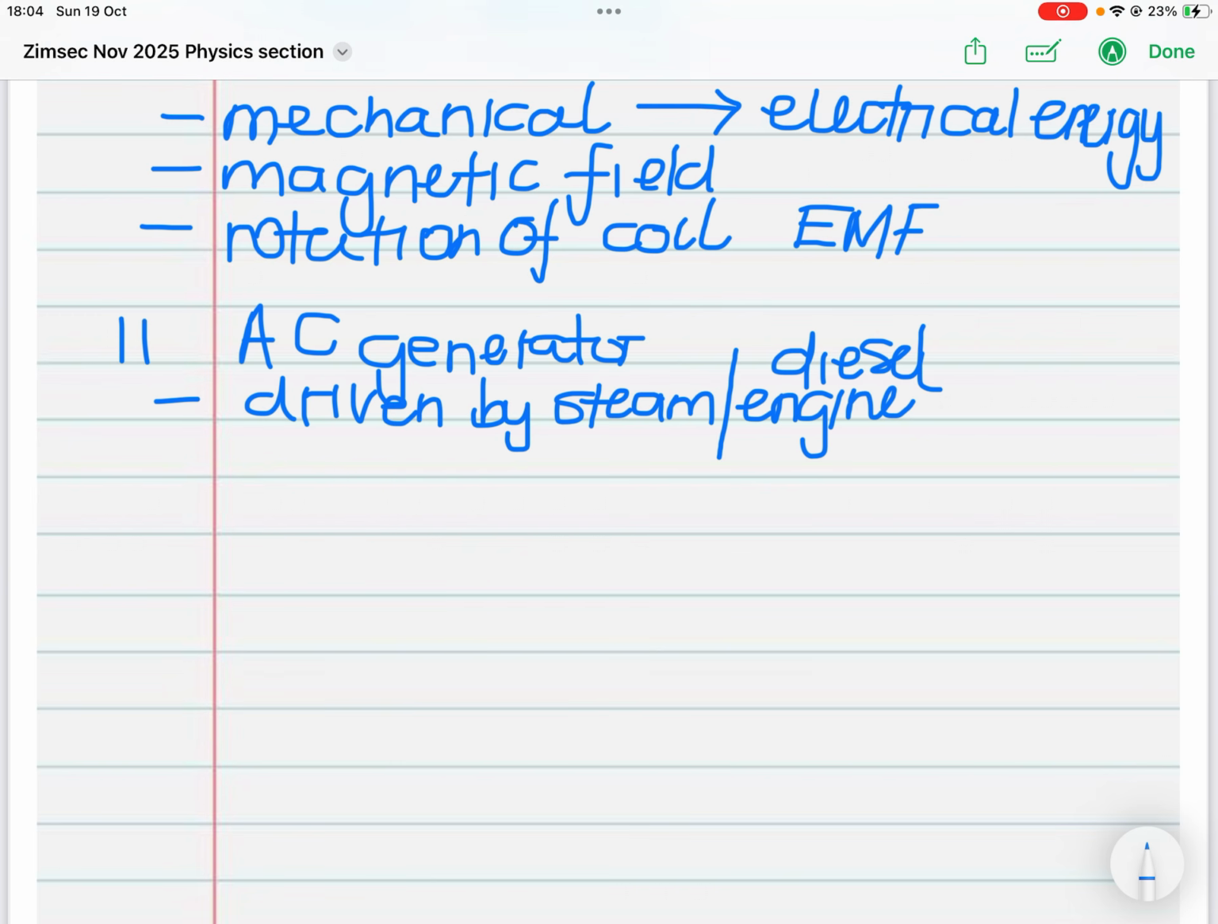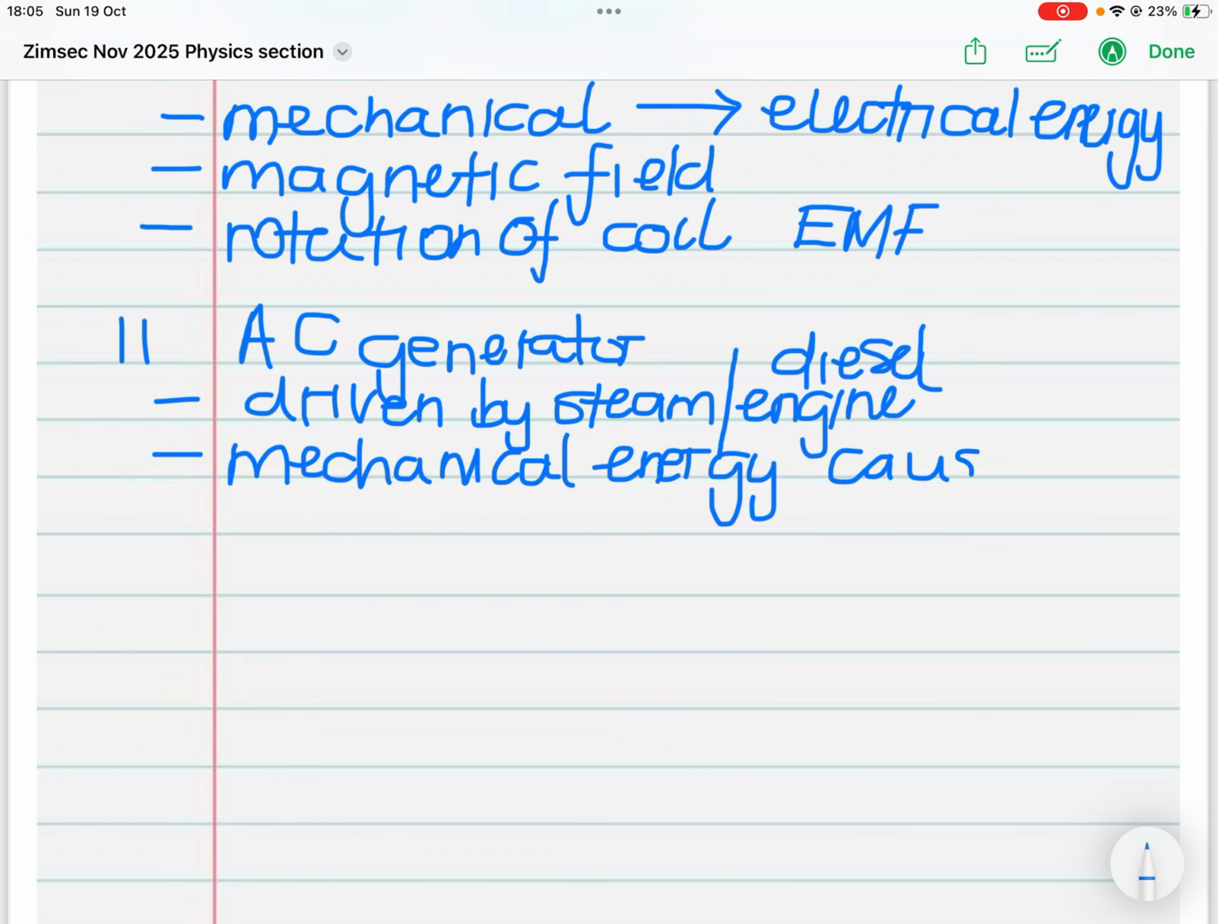The AC generator is driven by a steam turbine or diesel engine, which provides the mechanical energy. That mechanical energy causes the coil to rotate within the magnetic field. So we need to mention mechanical energy causing the coil to rotate.